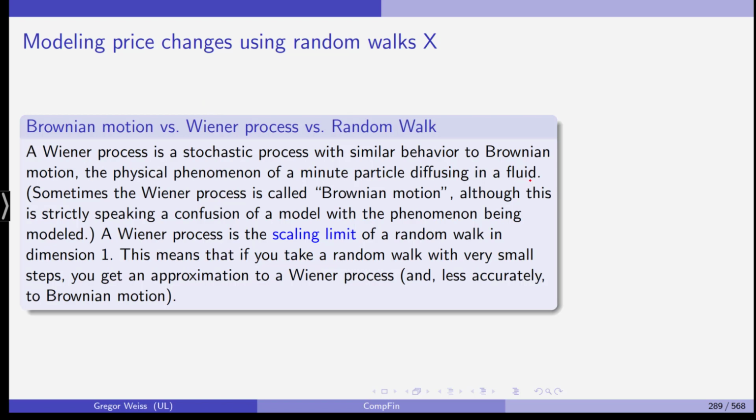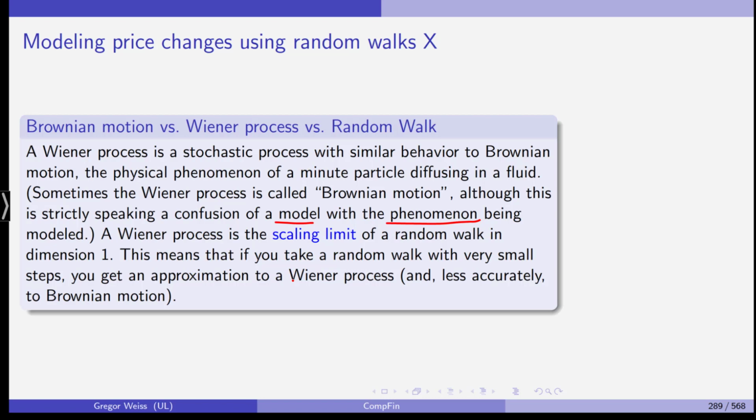So sometimes they are used synonymously. However, strictly speaking, the first one is a model, the second one is a phenomenon. And the Wiener process is the scaling limit of a random walk in dimension 1. This means that if you take a random walk with very, very small steps, you get an approximation to a Wiener process, and less accurately to Brownian motion. So every time you hear in finance that we're using a random walk assumption, a Wiener process, or Brownian motion for the stock prices, you now know it's all the same. It's basically a Wiener process.